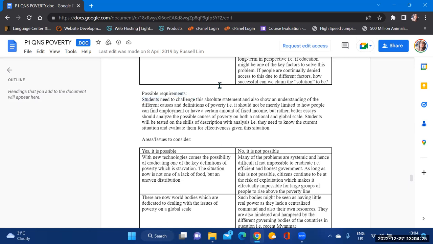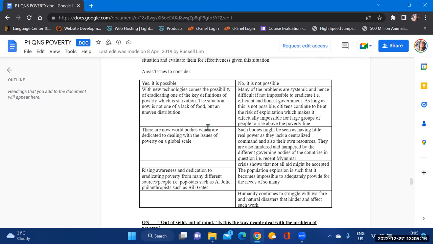Students need to challenge this absolute statement and also show an understanding of the different causes and definitions of poverty. It should not be merely limited to how people can find employment or have a certain amount of fixed income, but rather the stronger essays or better candidates would analyze the possible causes of poverty on a national and global or regional scale. Students will be tested on the skills of description with analysis, the PEEL technique. They need to know the current situation and evaluate them for effectiveness given this situation. So more like an evaluation and critical thinking should be demonstrated for higher order thinking skills in order to score for content, because content is king.